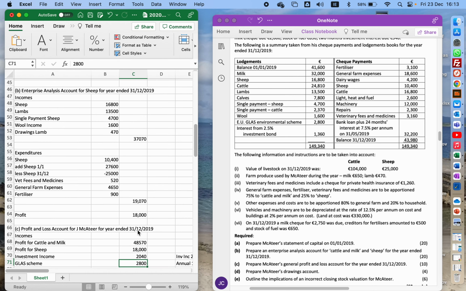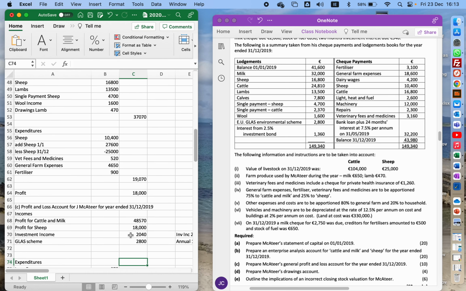So those two. So we have the investment income we worked out already, the gloss scheme, and we got an overall total. So that's the total of our incomes.